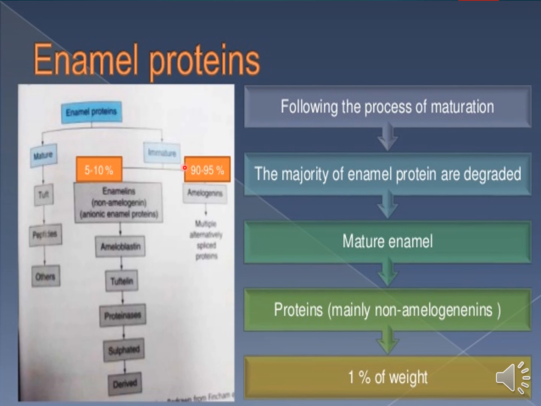In the immature form, 90% to 95% are amelogenins, and to a certain extent 5 to 10% is non-amelogenin, otherwise called enamelins. Within this enamelin group, we have ameloblastin, tuftelin, sheathlin, and proteinases. All these enamel proteins help during the maturation stage. They wash away, and they are removed by the distal end of the ameloblast.